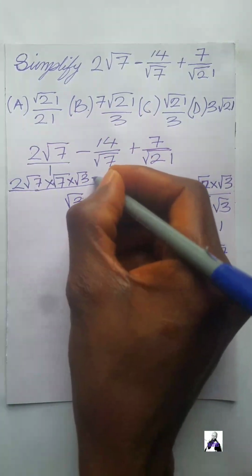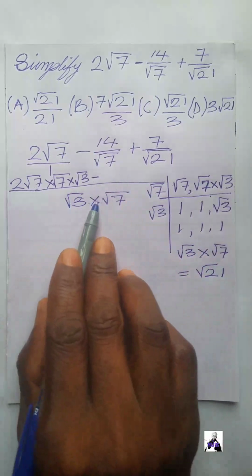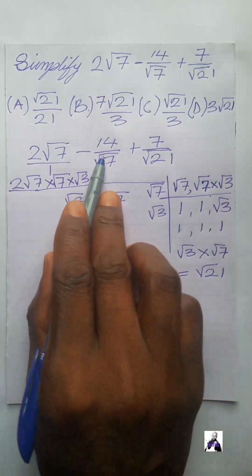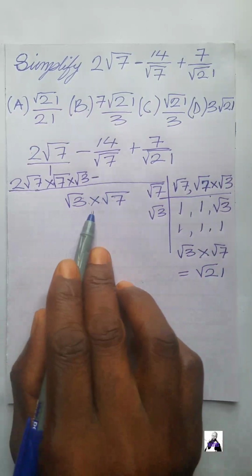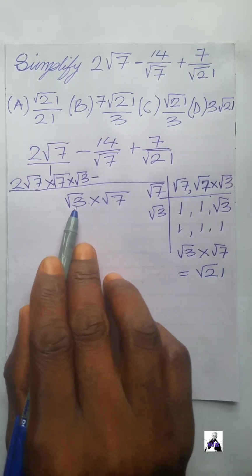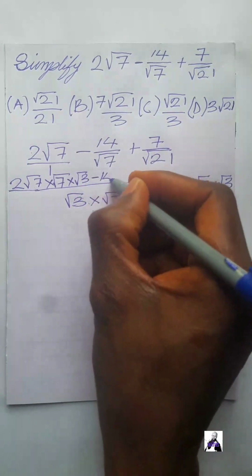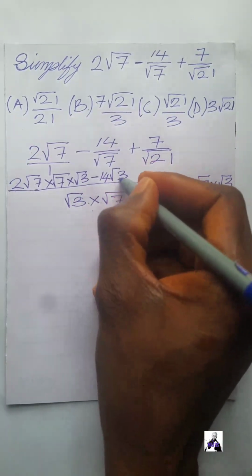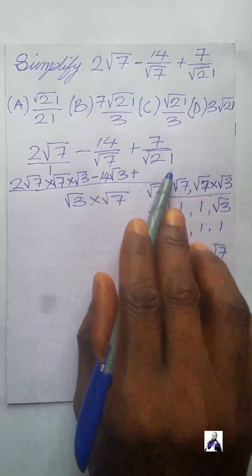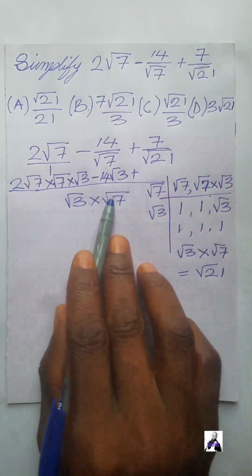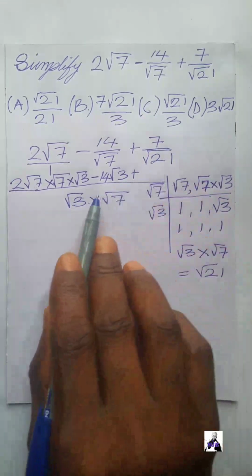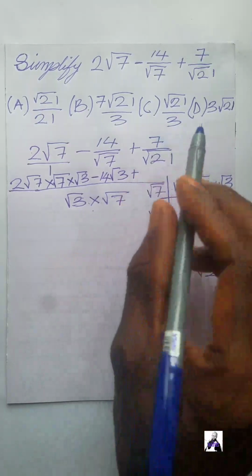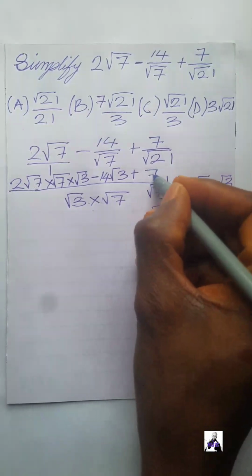This is our minus sign here. Root 7 goes into root 21. 7 will cancel 7. We are left with just root 3. Root 3 times 14, that is 14 root 3. We have our plus here. Root 21 goes into root 21, is gone. We are left with 1. 1 times that 7 is 7.